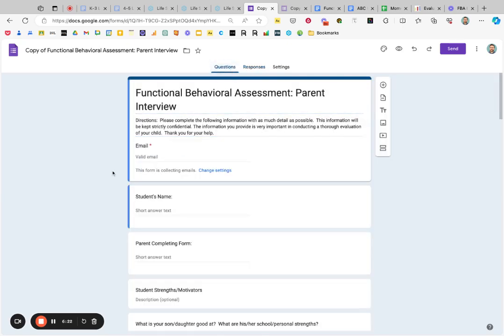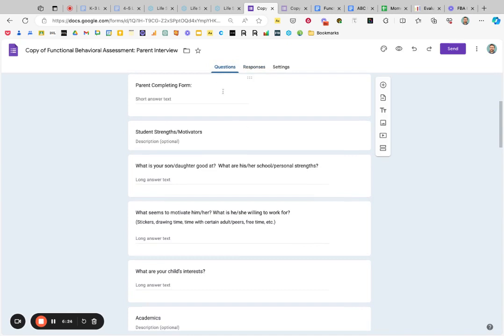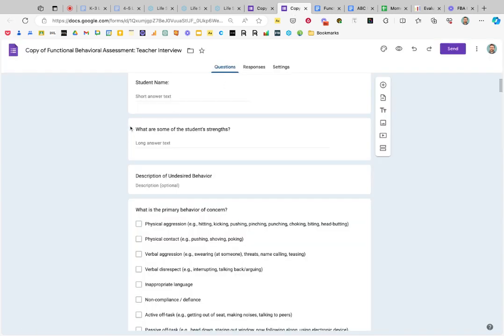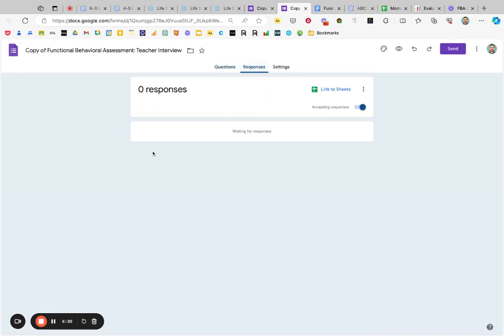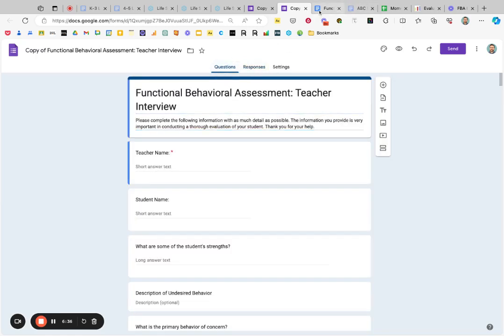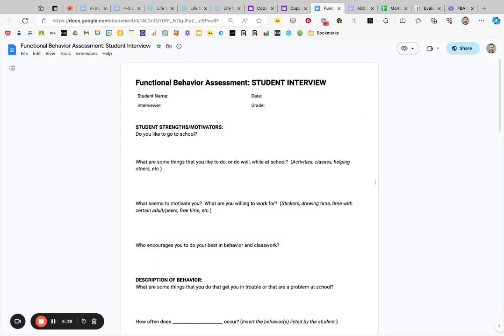But since it's not filled out, I'm going to just go over here and look at the questions. Same thing with the teacher interview. Again, I would be clicking to responses and seeing all the responses that the potentially multiple teachers wrote out. And then I would have the student interview in all likelihood on paper in front of me on my desk.